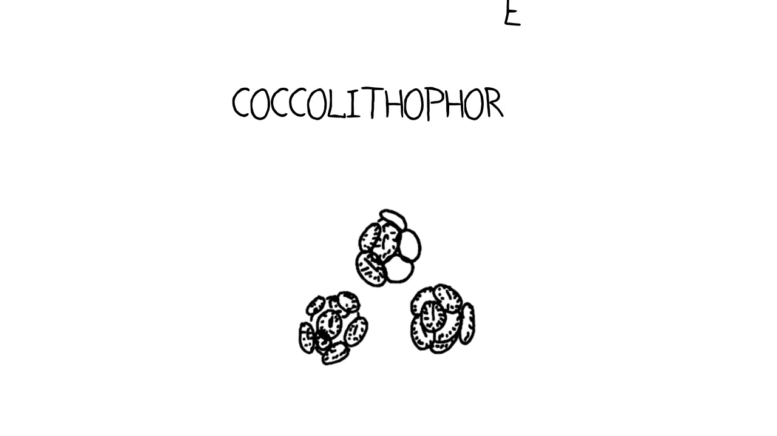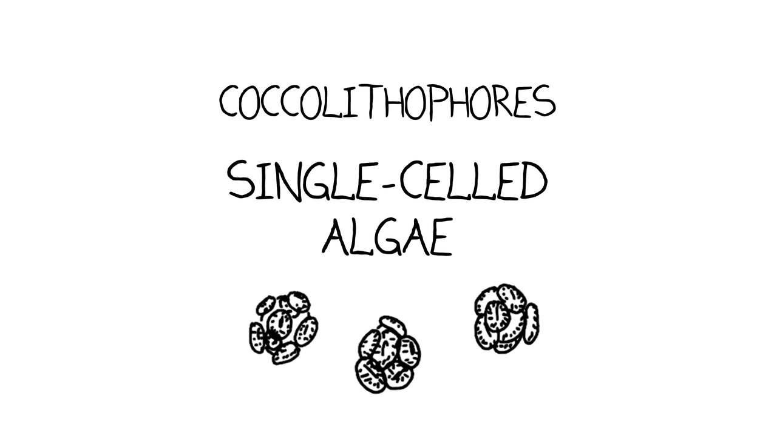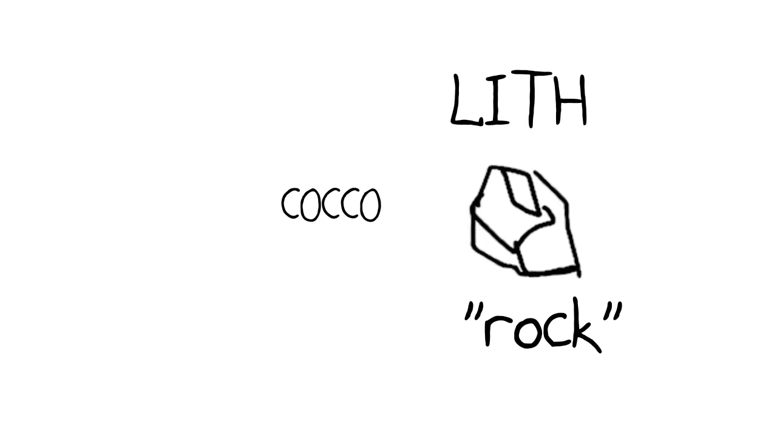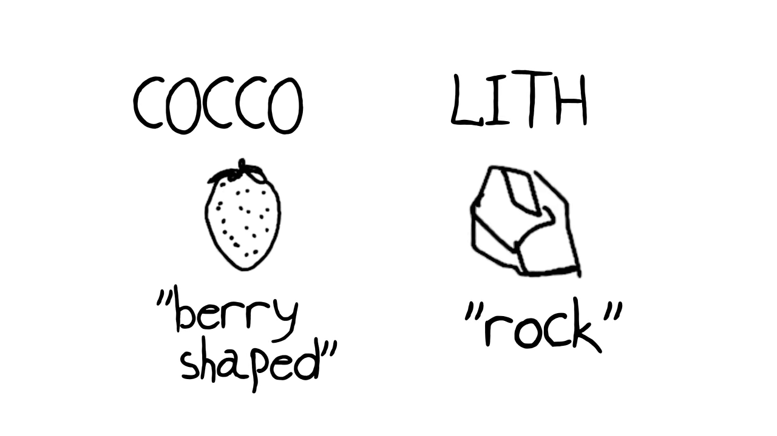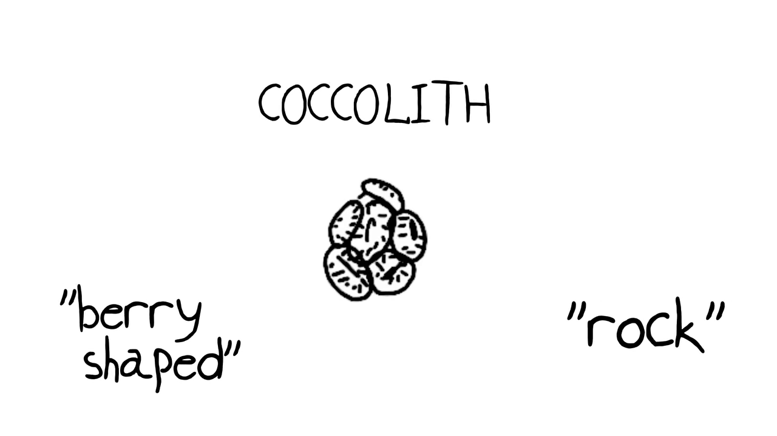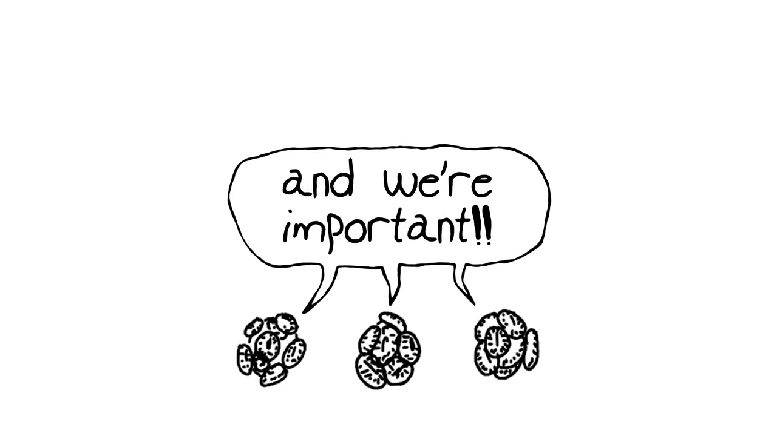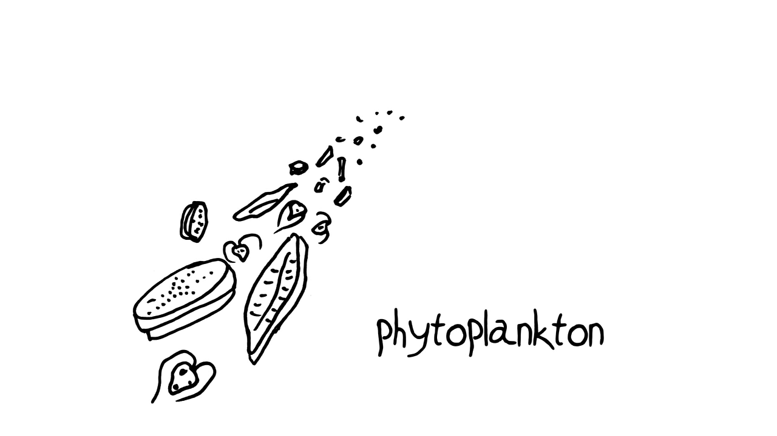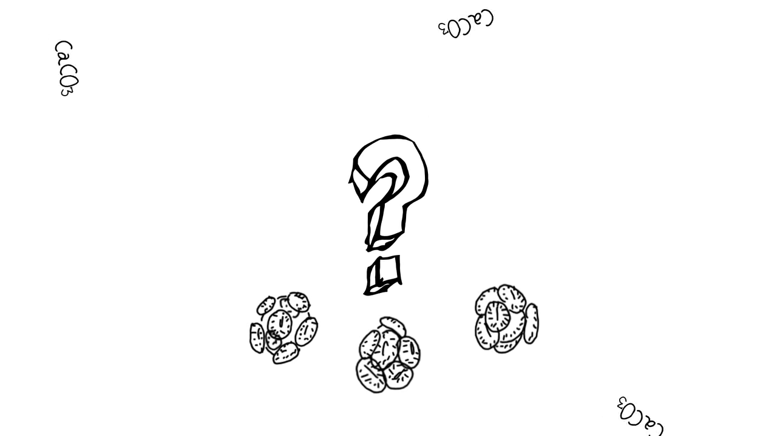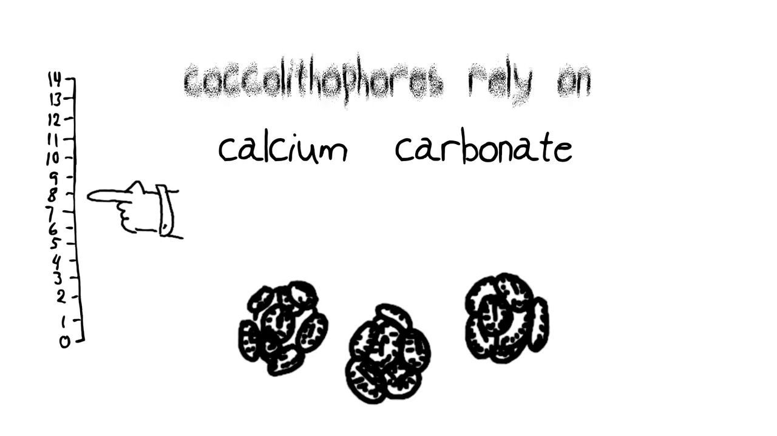Now, coccolithophores are really interesting, somewhat mysterious, single-celled algae that also take up calcium carbonate from the ocean to make a coccolith. Lith means rock, and coco roughly means berry-shaped. So these organisms are shaped like tiny fruit, but with a rocky covering. Not everyone knows about these, but now you do. Because they're plants, they are really important as phytoplankton producers in ocean ecosystems. No one's too sure why they make their calcium carbonate coverings, but the mere fact that they are making their calcium carbonate shells means that they're also going to be deeply affected by decreasing oceanic pH.